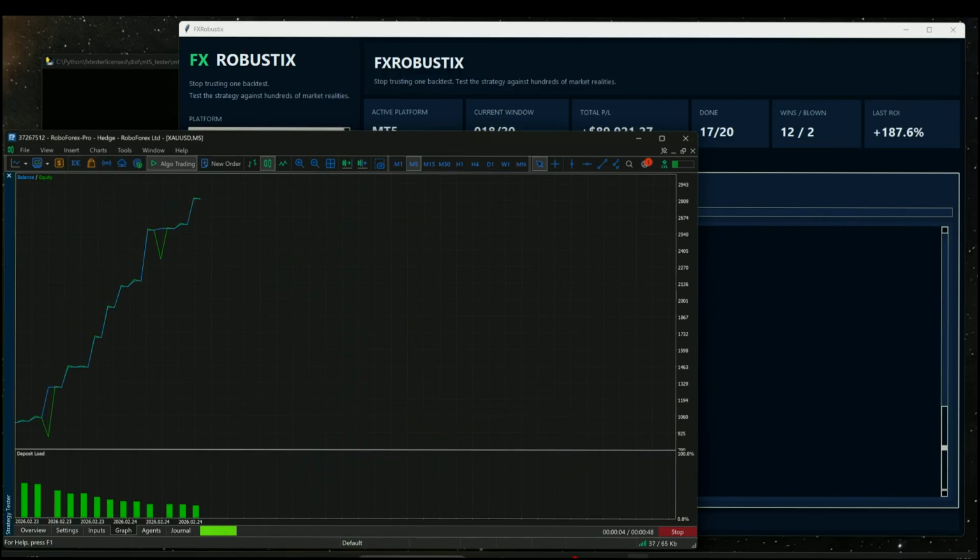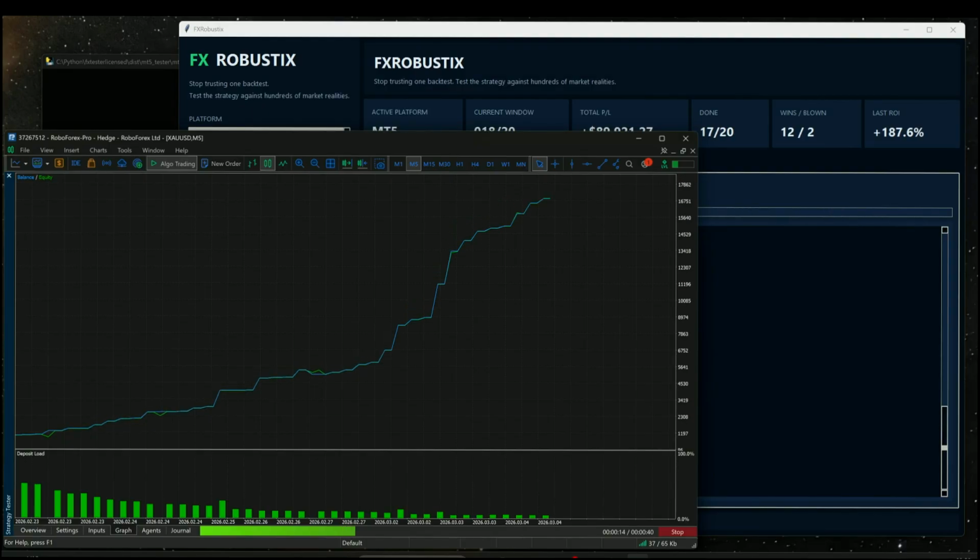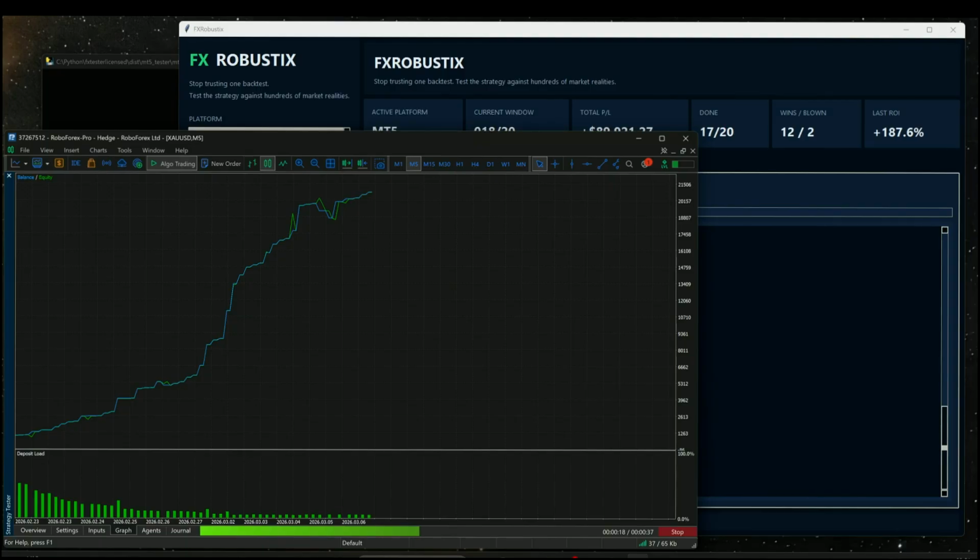This is exactly why FXRobustix was developed. This is not one cherry-picked MetaTrader backtest. This is 20 different robustness tests on the same robot across different historical windows, different start dates, and different market conditions. The robot tested here is running on XAUUSD H1 using aggressive settings.